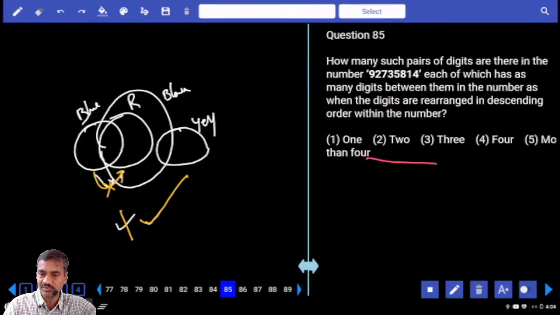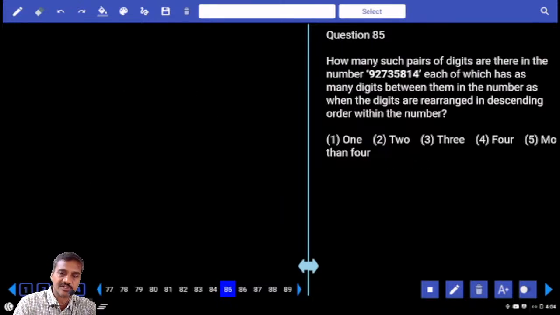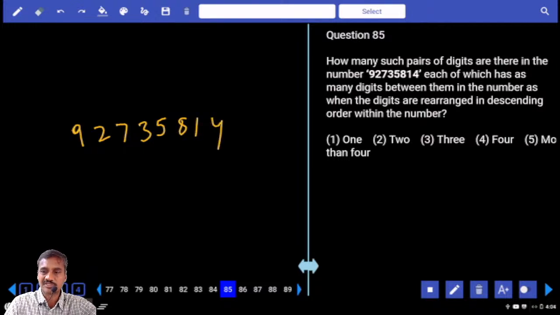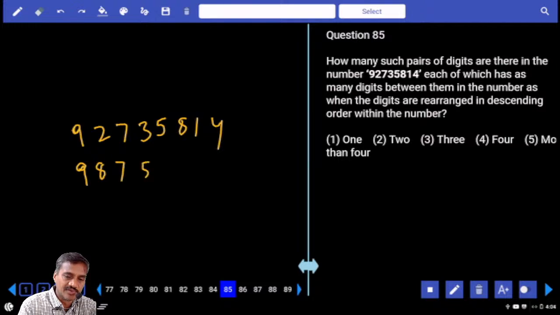The next one, 85. Now this 85 is based on a number, 92735814. 92735814 is the number. And how many such pairs of digits are there in the number when the digits are rearranged in descending order within the number? When they are arranged in descending order: 9, 8, 7, 5, 4, 3, 2 and 1. Now these are the numbers we have. Then how many such pairs of digits are there?